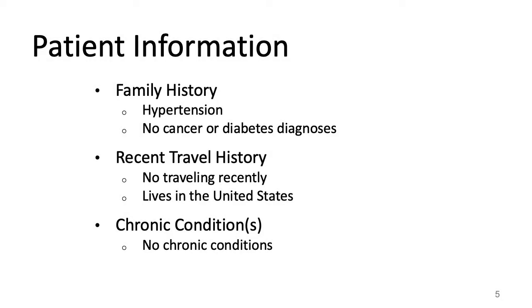And the patient reports that there's a family history of hypertension, which is high blood pressure, but the patient himself does not have hypertension. There's no history of cancer or diabetes in the family. They don't mention any other chronic conditions, so presumably none of those. No one has traveled. They live in the US, and he has no other chronic conditions.